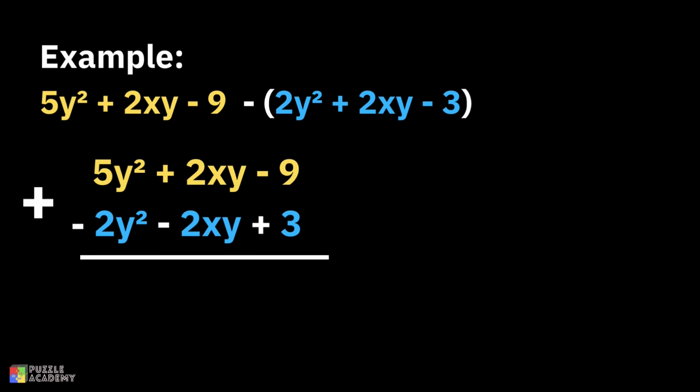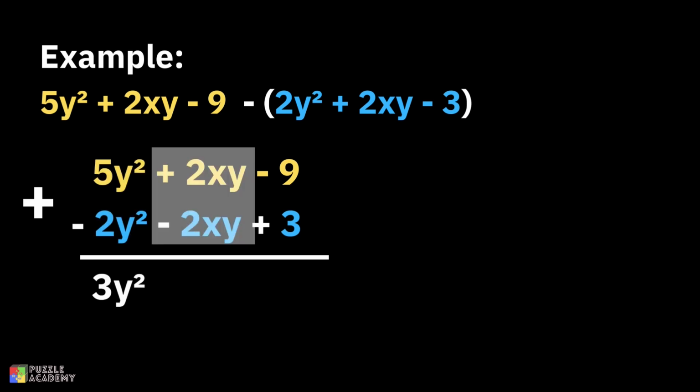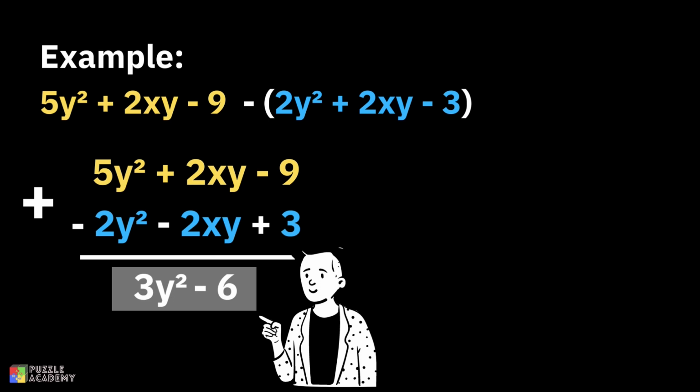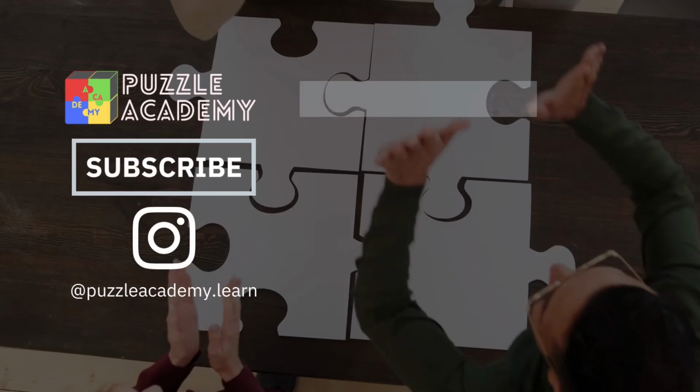Then we perform addition. So 5y squared plus negative 2y squared will become 3y squared. For the second term, we have positive 2xy plus negative 2xy, that is 0. And for the third and final term, we have negative 9 plus positive 3, we have negative 6. And the final answer would be 3y squared minus 6. In this case, we need to take note, after subtracting 2xy from 2xy, we ended up with 0. So there's no need to mention the xy term anymore.